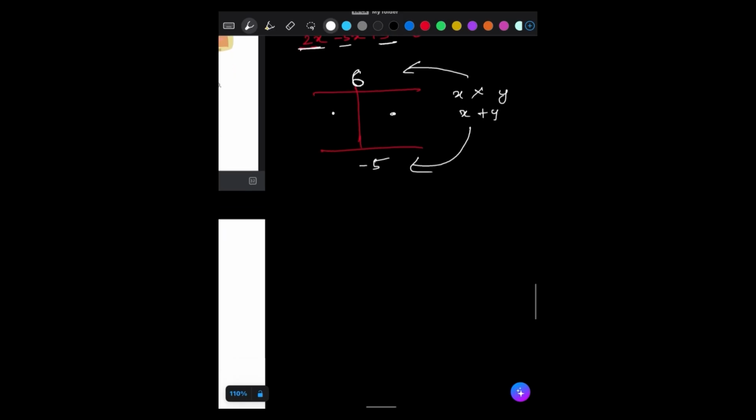That's it, right? So before starting that, start with the top. We need to get 6. So let's start with the first one. 6, 1 into 6, 6, right? Then 2 tables, 2 into 3, 6.